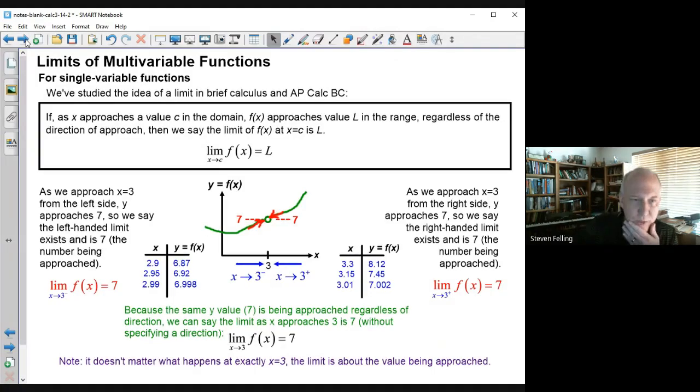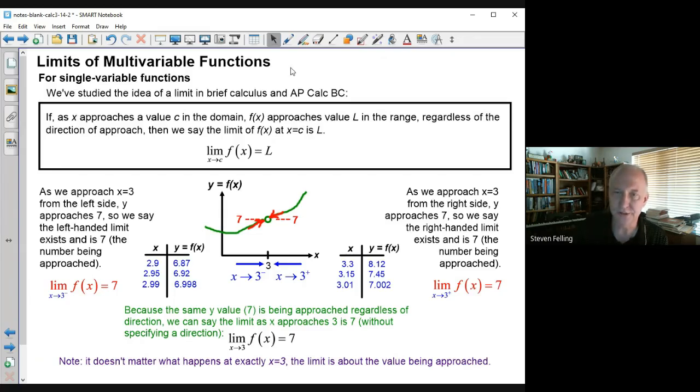Let me remind you of what we know about limits that we first learned back in brief calculus, and then again, I'm sure in Calc 1, Calc 2, AP Calc BC, this was covered in much detail. For a single variable function in calculus, we've studied the idea of a limit, okay? And the idea of the limit is if, as x approaches some constant or value in the domain, the function value f of x approaches a value L in the range, regardless of the direction that we approach that value in the domain, then we say that the limit of f of x at x equals c is equal to that value that's being approached, right?